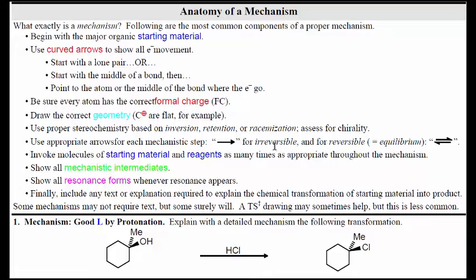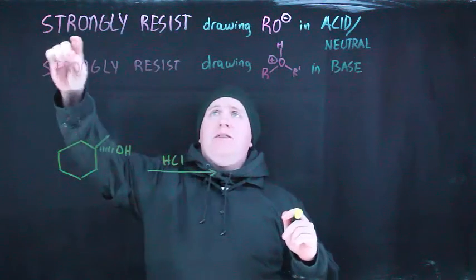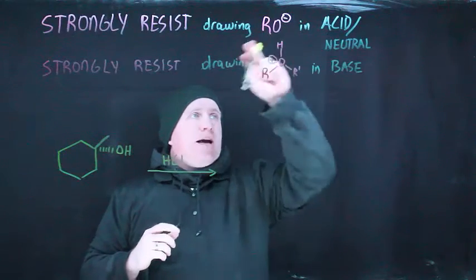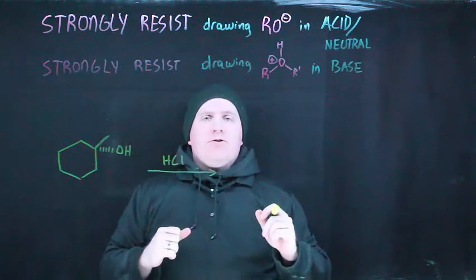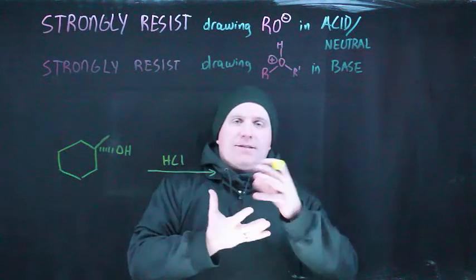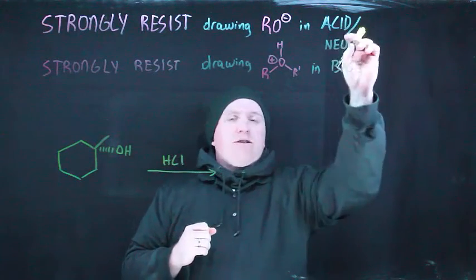The equilibrium arrows step is itself a video, and then in the remainder of this video, what I'm going to do is walk through this mechanism down here. The core message from this part of the video is this: strongly resist, as much as you can, drawing O- ever, as long as you're using acidic or neutral conditions. It is possible to imagine acid, like sulfuric acid, has oxygens in it. You really want to resist drawing O- ever if you have acid or neutral conditions.